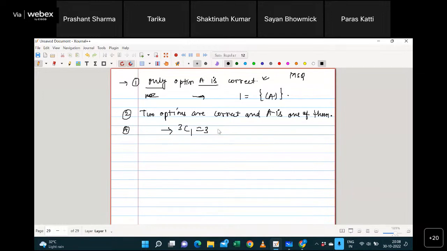That means I can write in general like AB, when 2 options are correct, A is one of them, right? AC and AD, correct? Third case I can take 3 options are correct.